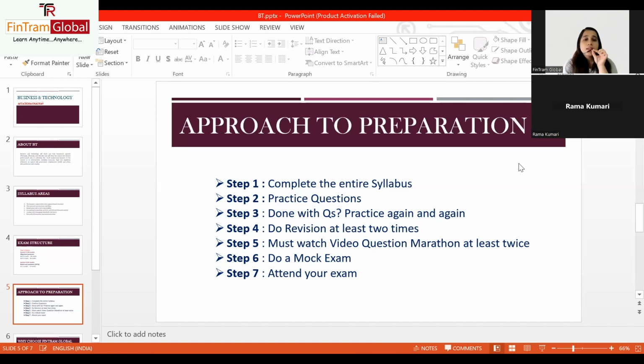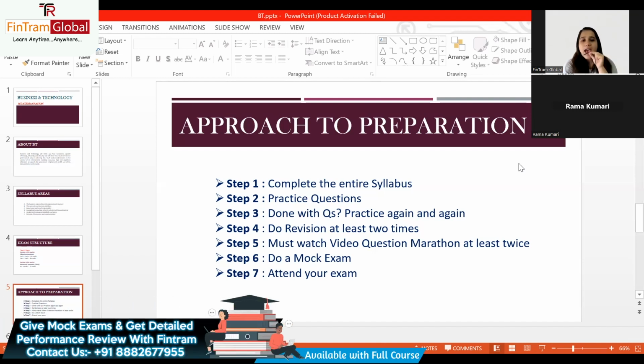Step two, of course, when we are preparing, is that we need to practice questions, because question practice is very important. Just reading through the syllabus and going through the sessions will never be enough. One has to take that time out and practice the questions. And that's where step three also comes in. If you're done with the questions, practice again and again.